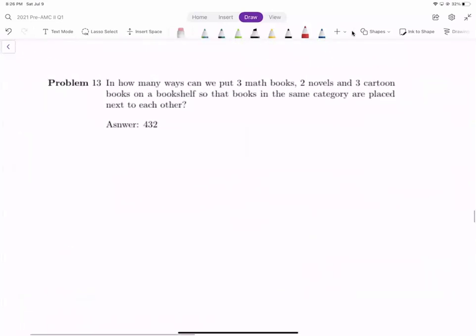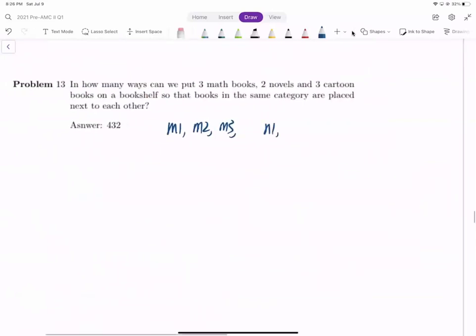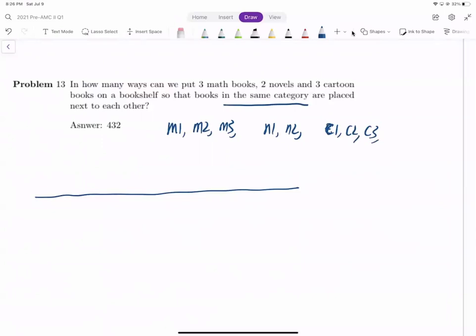Number 13, in how many ways can we put 3 math books? Okay, so we have 3 math books, math 1, math 2, math 3, and then we have 2 novels, novel 1, novel 2, and 3 cartoon books. So cartoon 1, cartoon 2, cartoon 3. We put them on a bookshelf, right? So that books in the same category are placed next to each other.